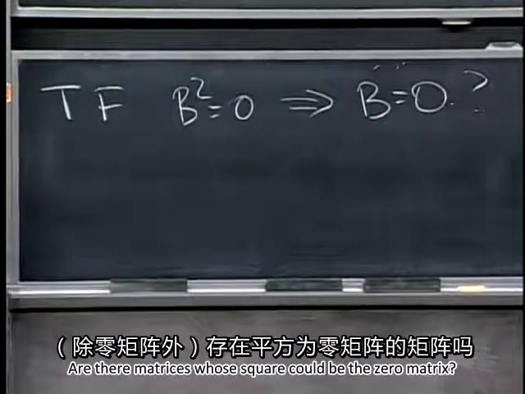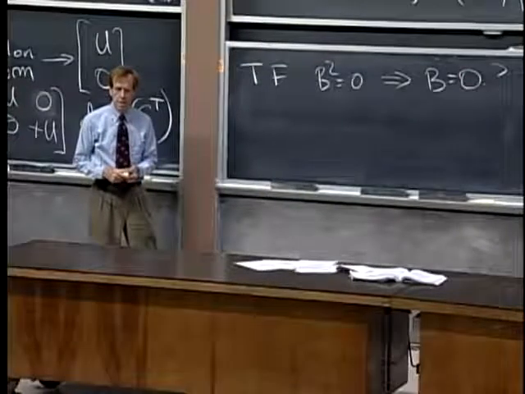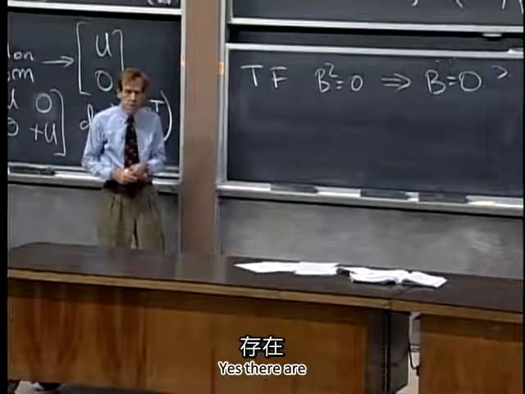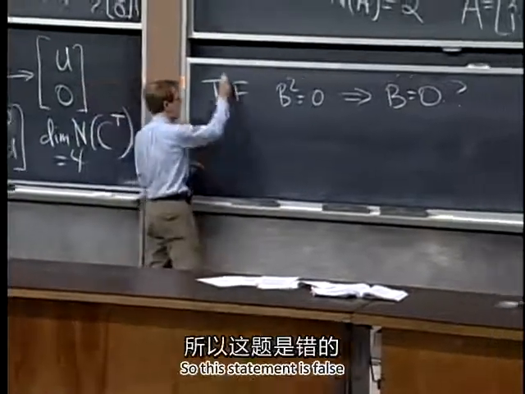Are there matrices whose square could be the zero matrix? Yes or no? Yes, there are. There are matrices whose square is the zero matrix. So this statement is false.